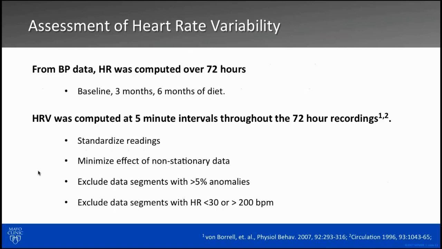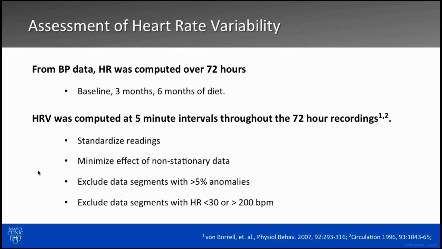And we looked at those in parallel together to help us to identify and look at the heart rate variability in our animals. Now, from this blood pressure data, we computed a number of parameters. The first was heart rate. It was computed over 72 hours around the time point of baseline, 3 and 6 months of diet, around those times of imaging at 3 months and 6 months. And then utilizing those same 72 hours of data, we computed our HRV data.